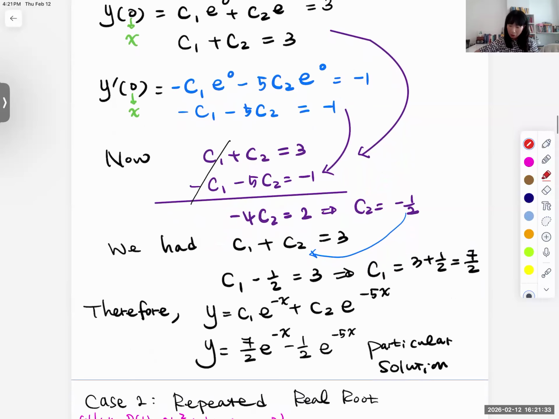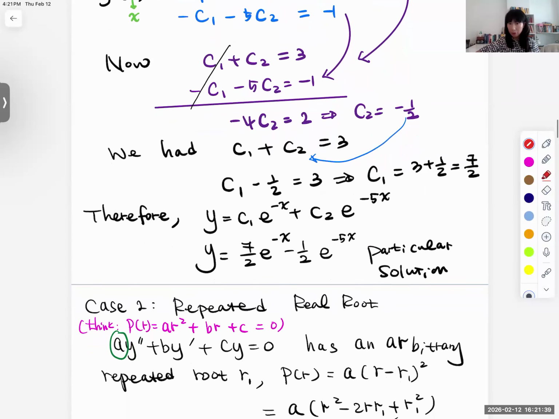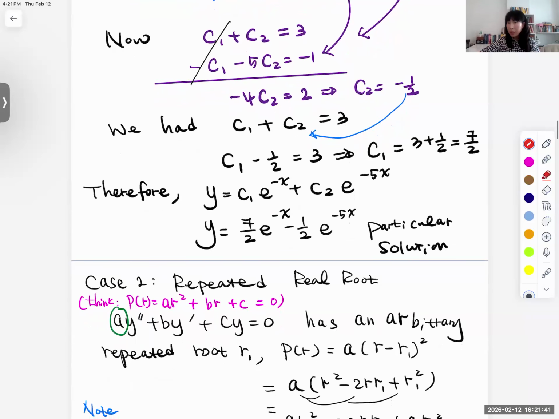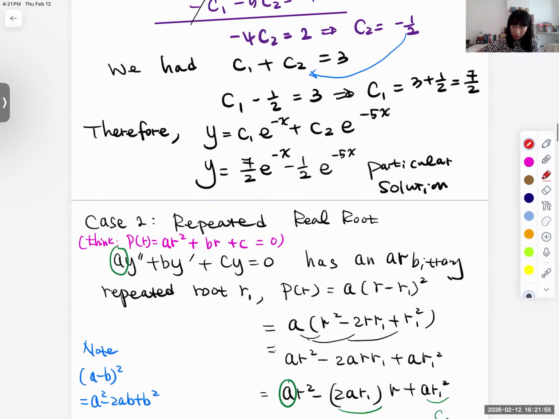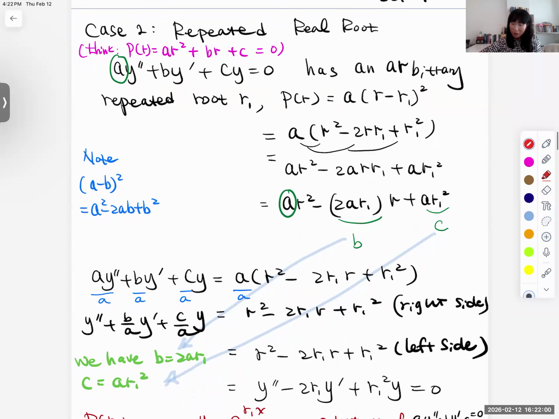All right, so now case number 2, we have a repeated real root. So in that case, the inside of the square root from the quadratic formula, b squared minus 4ac, is exactly 0, right? Okay, then, I don't want to spend a lot of time showing the conclusion, and I don't want to make a mistake, so I'm just going to use the note here.